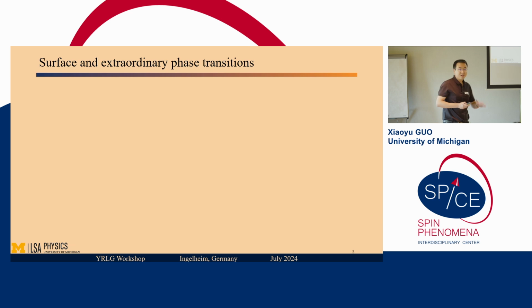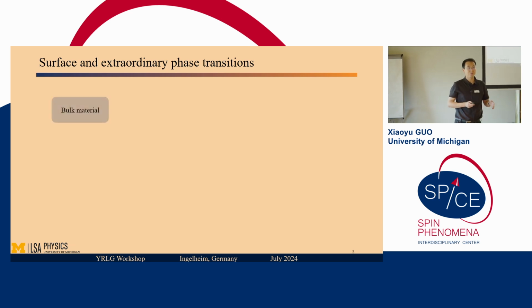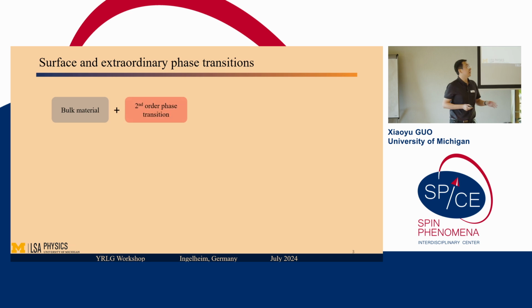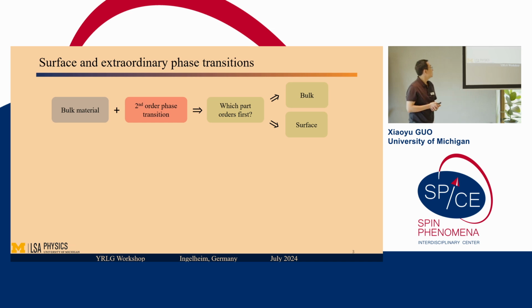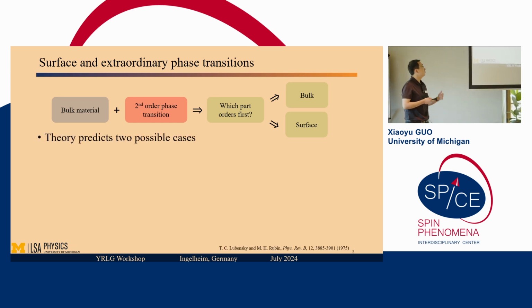So I wonder if you have thought about this, but imagine that you are given a bulk material, and we know that there is some kind of second-order phase transition inside. So the question is, where does the material order first, okay? Whether it is the bulk or the surface. So you have altogether three options at most. Either the bulk orders first, or the surface does, or both of the parts order at the same time. So the mean field theory gives you two possible cases only.